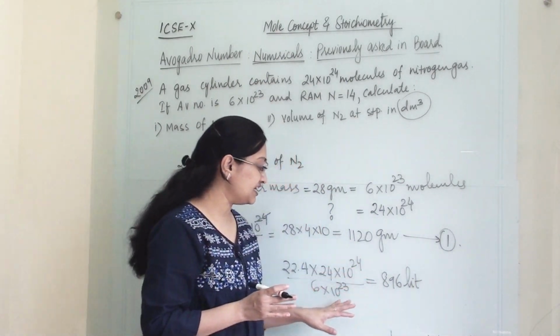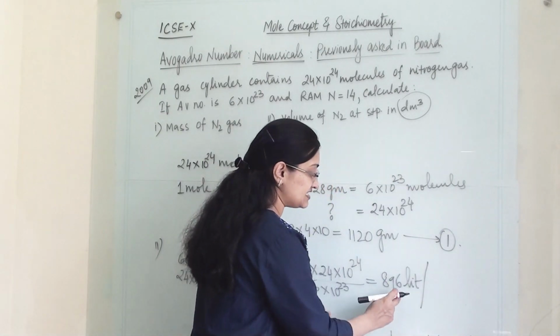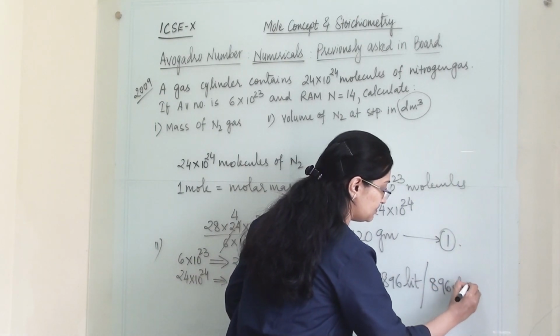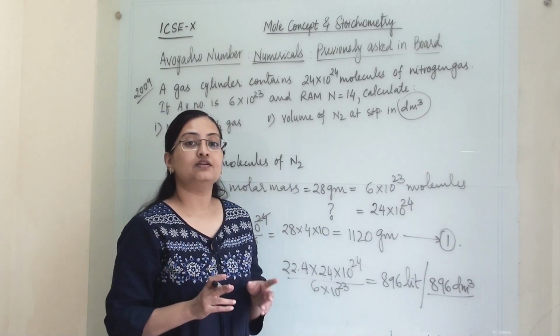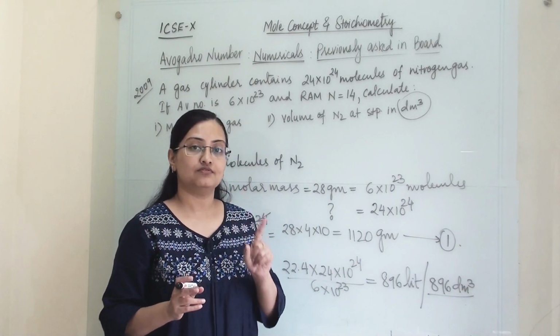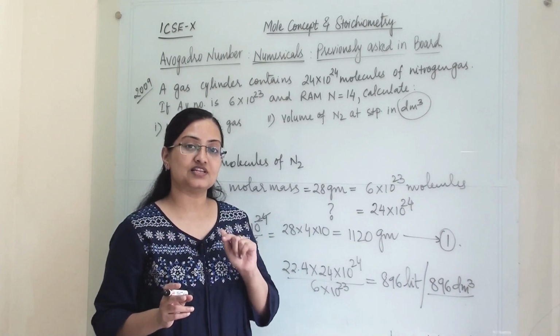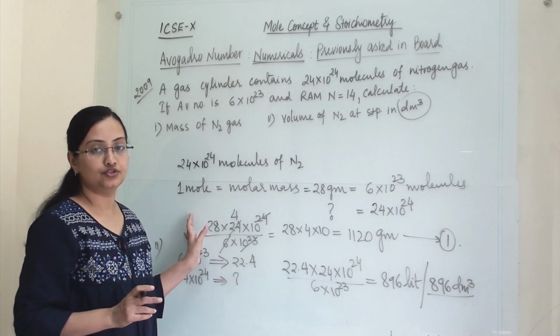So we don't need here any conversion factor. So we can write 896 liter or we can write 896 dm cube. If you have any doubt for conversion factor, please check the video based on conversion factor for Avogadro's law. I have given that video's link in the description. So this is how we can solve this type of numerical.